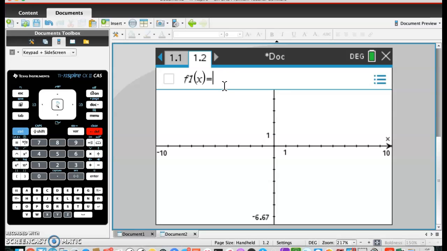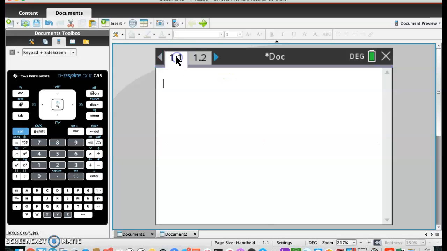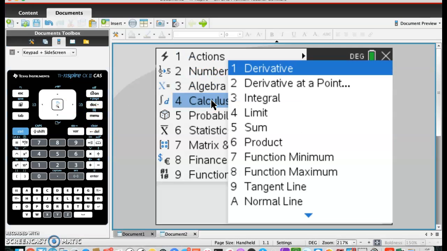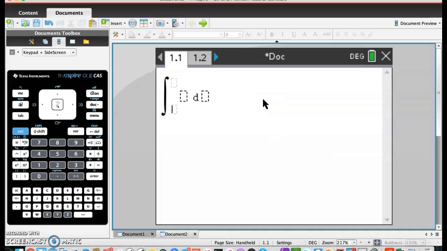Now let's do it the regular calculator way. This is how you do it on the test, so let's do it the way you're going to do it. So part A asks me to find the integral. Menu, calculus, integral, between 0 and 300 of the function as listed.